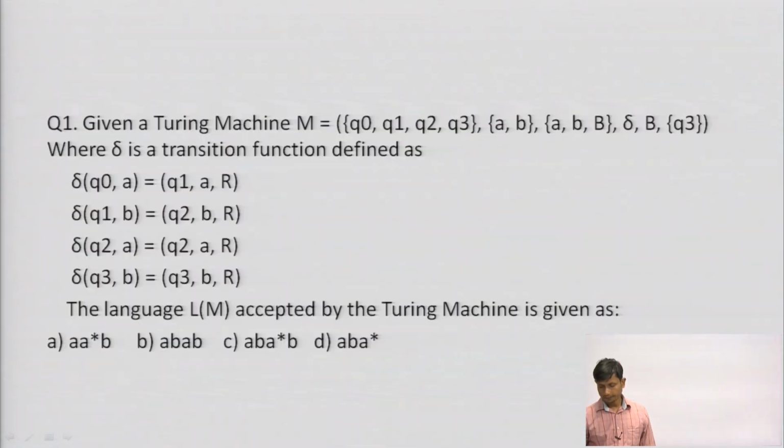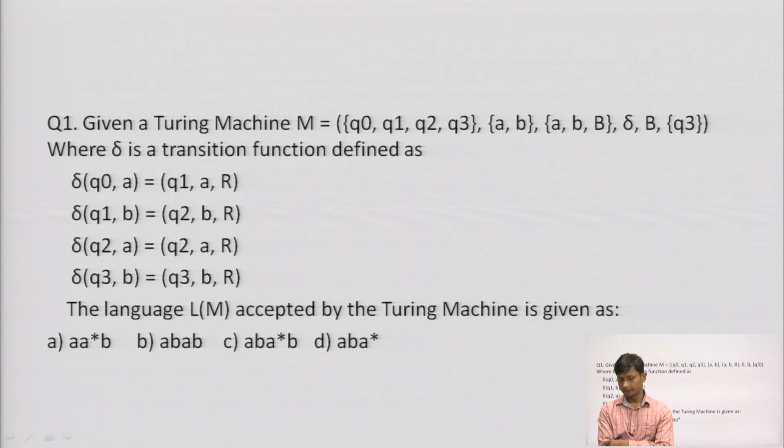Now see some questions that came in a NET exam. Here one question is given, so we can see what the answer would be. Here the 4 options are given, so what would be the answer?